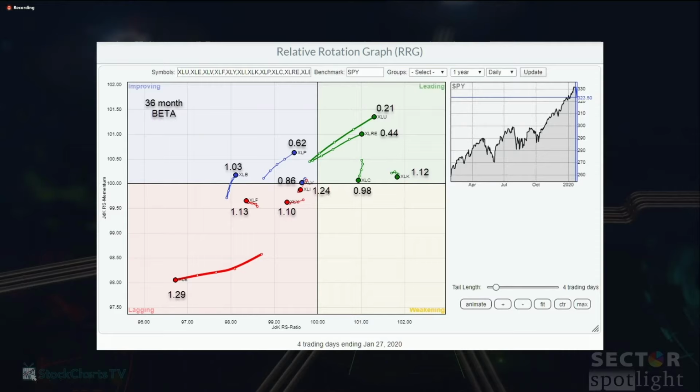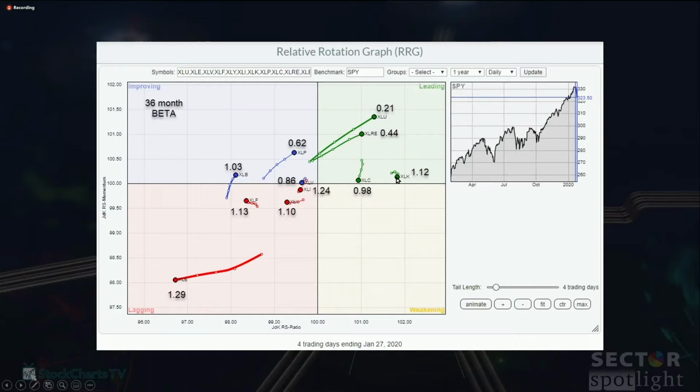And here you can see very clearly the improvement of the low-beta, low-risk sectors. So where people are hiding right now seems to be the low-risk area of the market, not surprisingly. I am surprised by the strength of technology, I must say. At 1.12, that's an above-average volatile sector, and it's still very strong on the RS ratio scale.